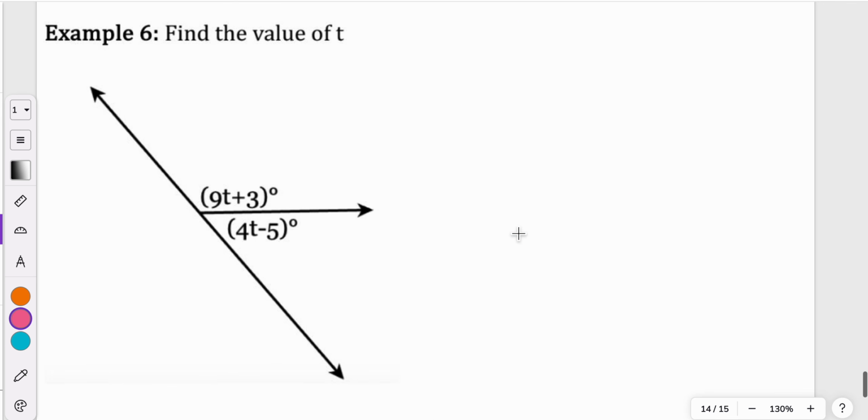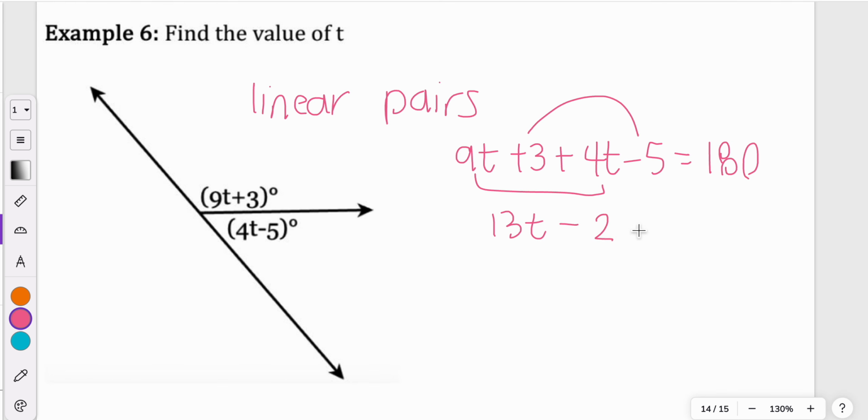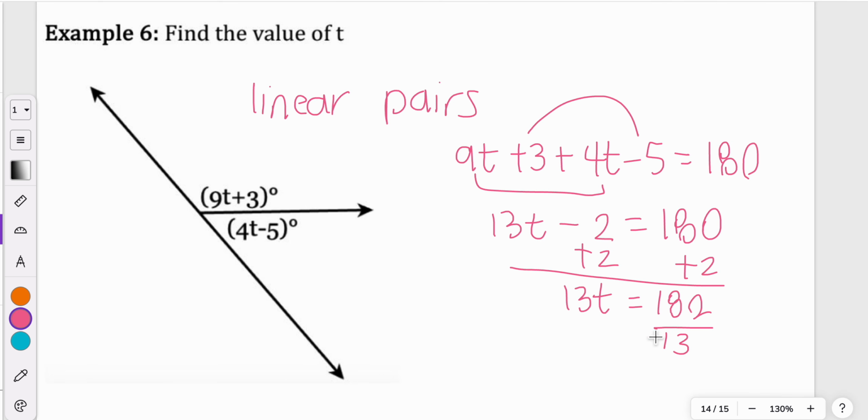And then my example 6, finding the value of T. These are linear pairs. So 9T plus 3 and 4T minus 5 has to be equal to 180. 9T and 4T is 13T, and then 3 and negative 5 is negative 2. So 13T minus 2 is equal to 180. Add 2 to both sides. I'm going to have 13T is equal to 182. And then if I divide that by 13, T is going to be equal to, let's see what I got for that one, 14. There we go.